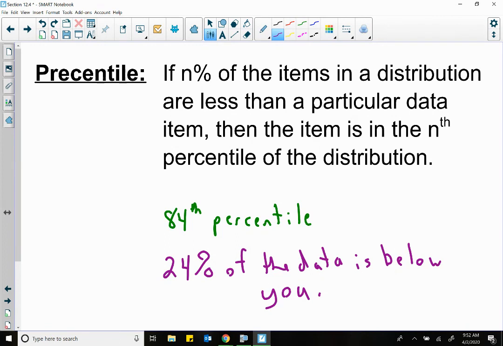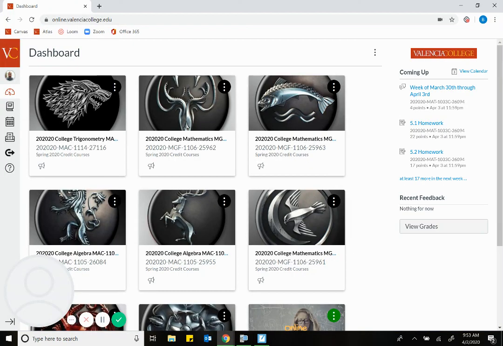Okay? So yeah, that's percentiles. Just wanted to bring that up because they do mention it in here. I don't believe you have any questions over this, but it's worth noting, and z-scores kind of relate directly to this. And again, you'll talk about z-scores more in 2023. And that is 12.4.